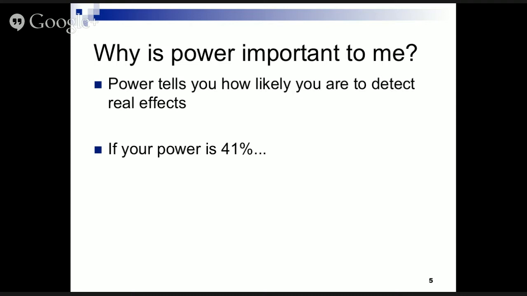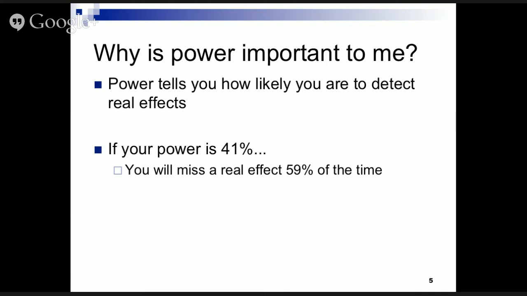In other disciplines like neuroscience, some studies have shown that the median power is 31%. So there's evidence from a variety of different fields that in a lot of empirical studies, power is quite low. But let's take the example of a study that has 41% power. If you run a study and it has 41% power, that means you're going to miss a real effect 59% of the time.